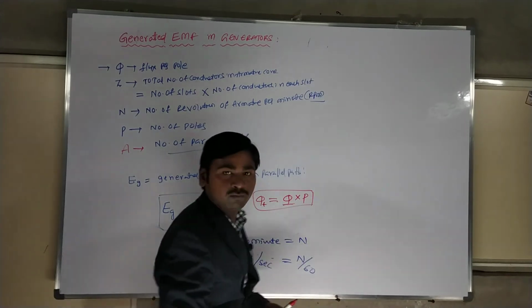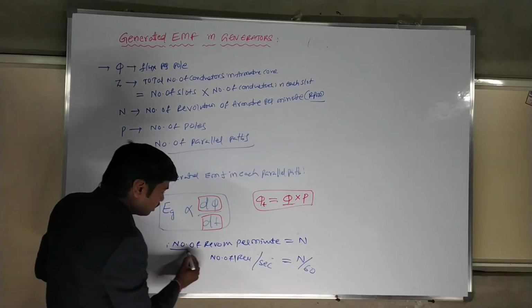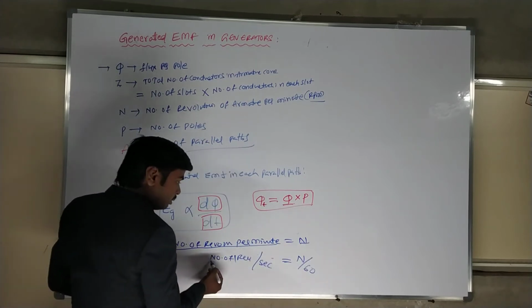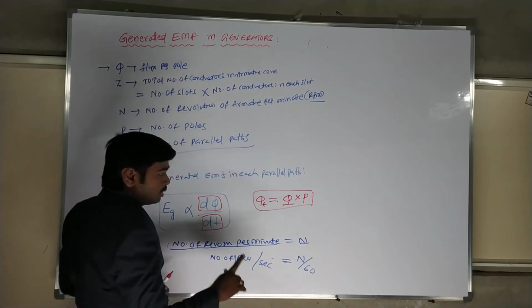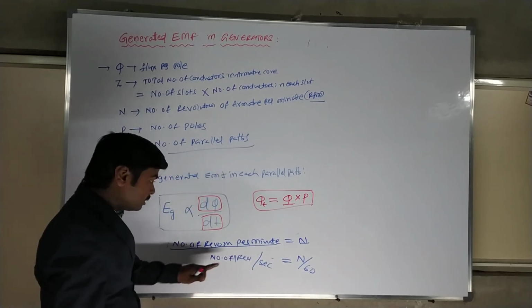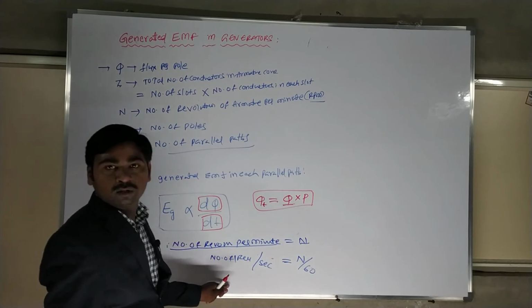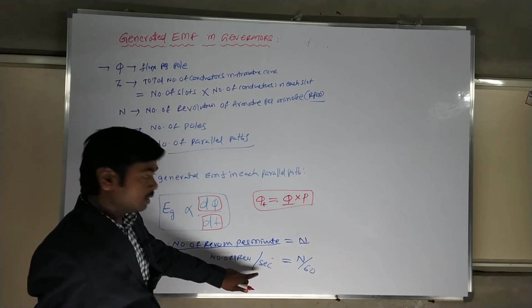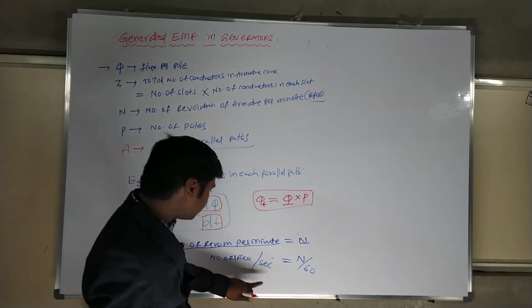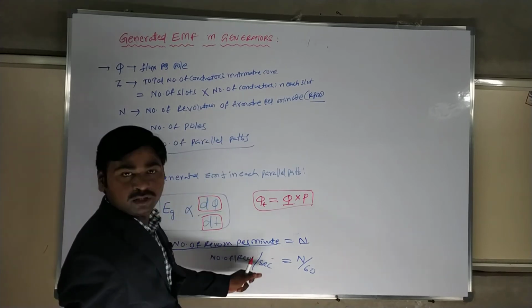So time of one revolution. Number of revolutions per minute is n, so number of revolutions per second is n by 60. Time of revolution is how much time it takes for one revolution, so we can say it is the reverse of this one.